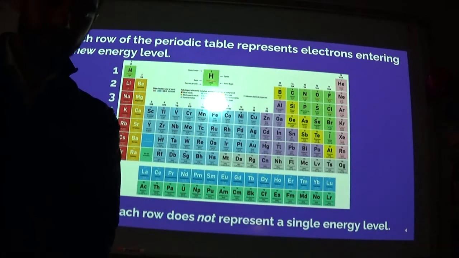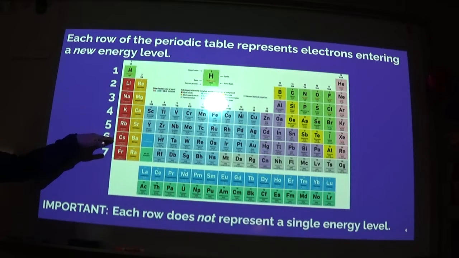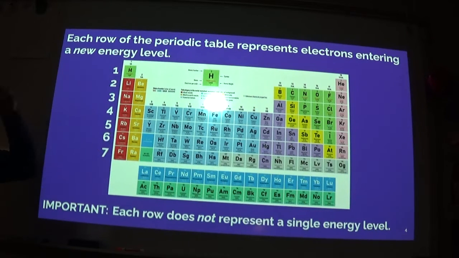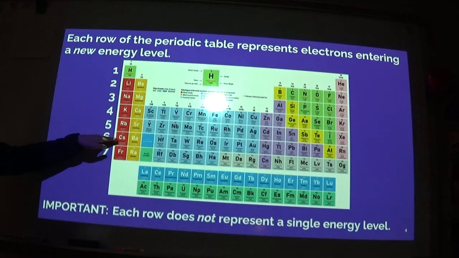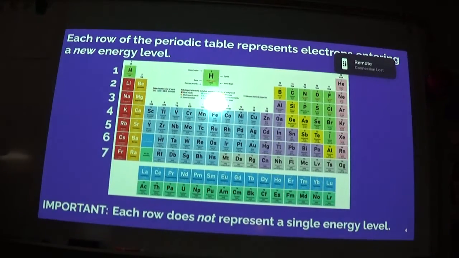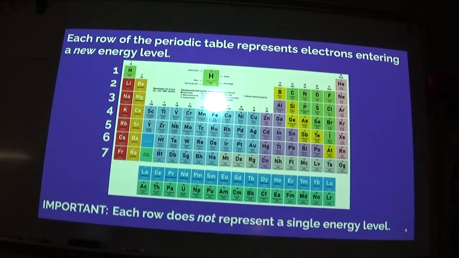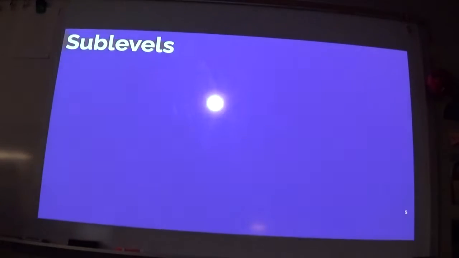Okay, you may have been told in physical science that each row represents an energy level. That's not entirely true. So if that's in your brain, that's only half true. We are adding a new energy level when we go to a new row, but the whole row isn't just representing one energy level. We'll get into more detail with that later, but I don't want to tell you wrong up front. It does correspond to the periodic table: 7 rows, 7 energy levels. So we've got that. Then the energy levels break into sub-levels, sub-energy levels.